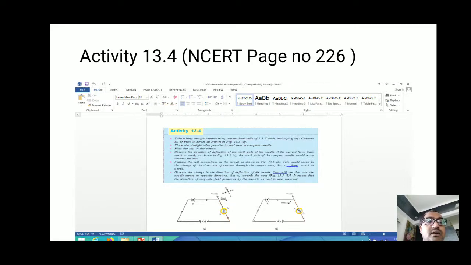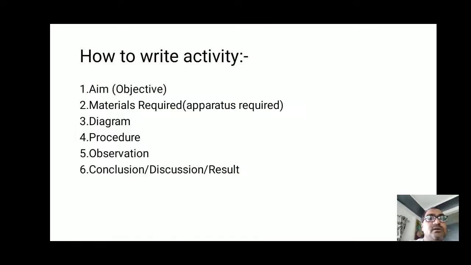You can see it in the textbook. It is given this way. This is our activity 13.4, given on page number 226 in our textbook. So students, now you will know how you have to write if this activity comes.